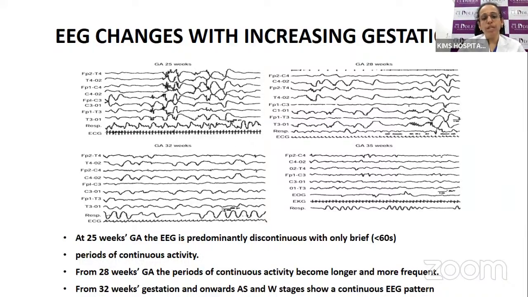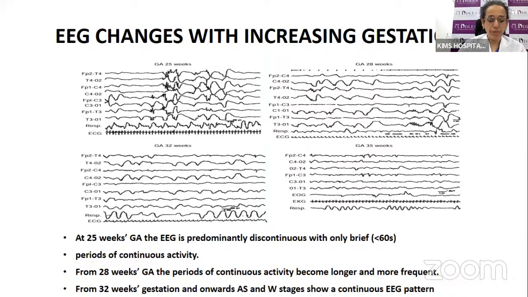So coming to the EEG changes with increasing gestation. When the babies are at a lower gestation, born at less than 25 weeks of gestation, the EEG is predominantly discontinuous with brief periods of continuous activity. So this is the conventional EEG. As the baby matures, the continuous activity becomes longer and more frequent, and by around 35 weeks onwards, it is almost the same as the term infant EEG. From 32 weeks onwards, we can see the sleep-wake pattern and the EEG pattern becomes more continuous.